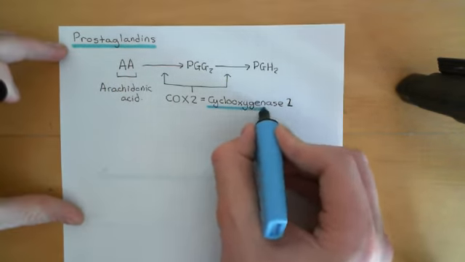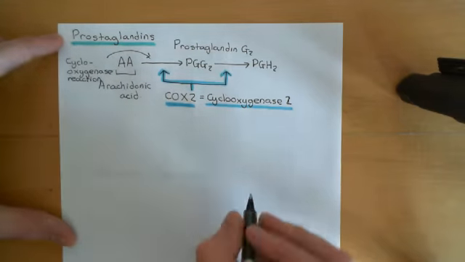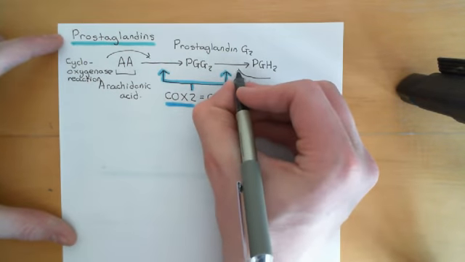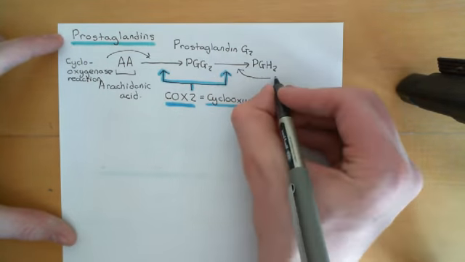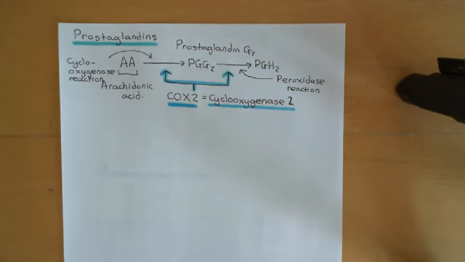Now these two reactions are so important that they've actually been given their own names. The first reaction, which converts arachidonic acid into prostaglandin G2, is known as the cyclooxygenase reaction. And then the second reaction, which converts prostaglandin G2 into prostaglandin H2, is known as the peroxidase reaction. So this will be happening in the cells at the site of inflammation, and that's the start of the reaction.